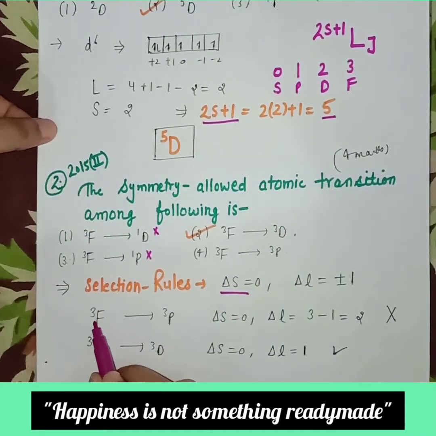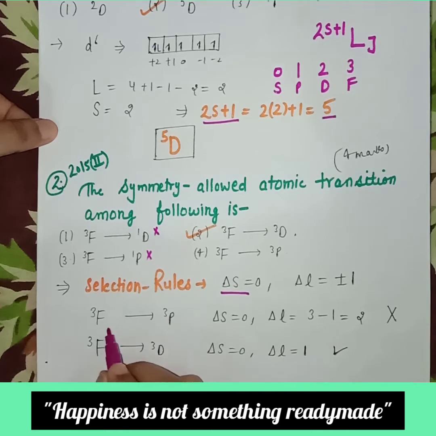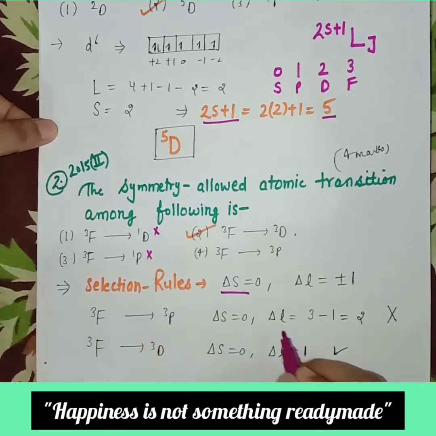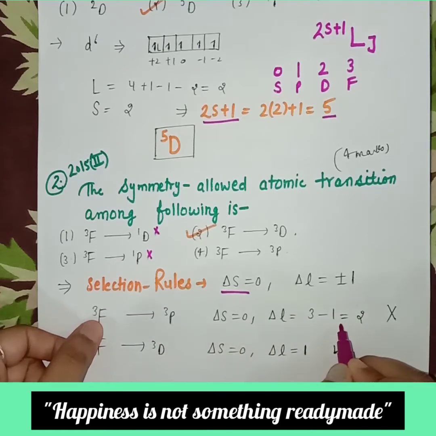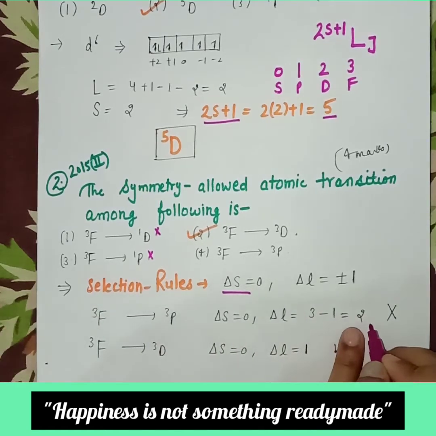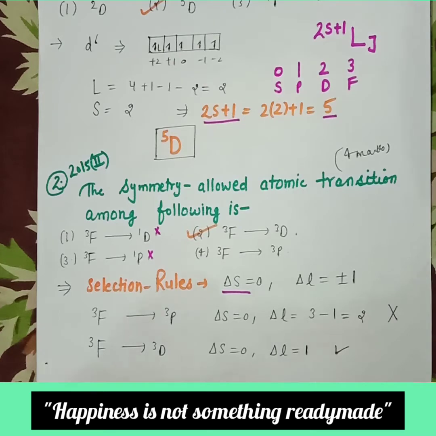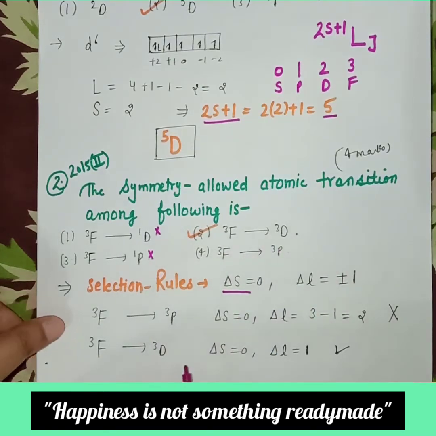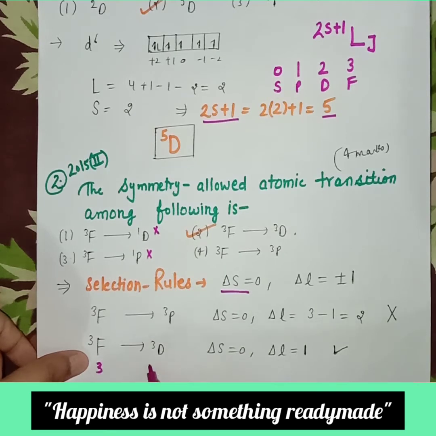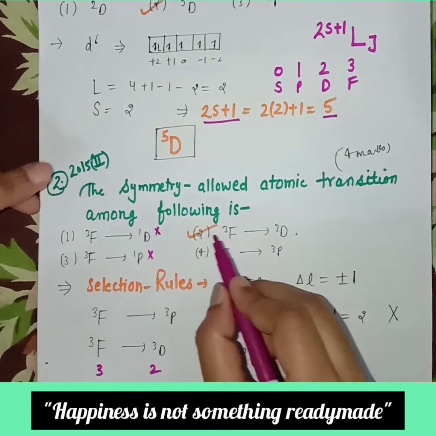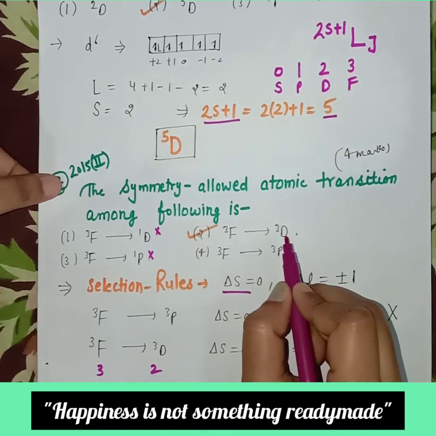Then look here, spin multiplicity same. For L value we have, for F value of L is 3, for P value of L is 1. Here difference is 2, so this is not allowed. Then for this one delta S is equal to 0, and here L value is 2, 3 minus 2, 1. It means that in the second option the transition is allowed.